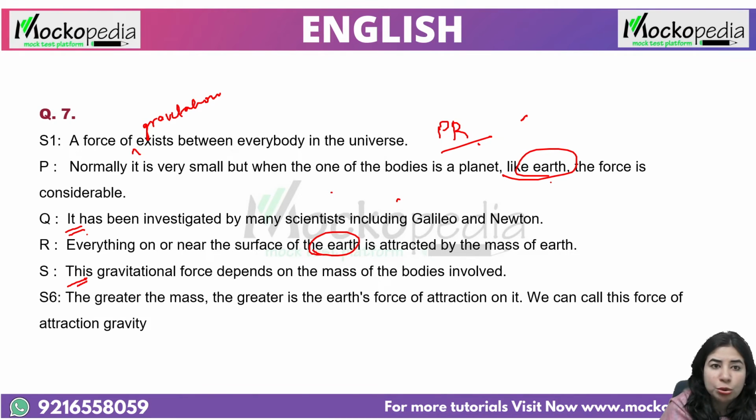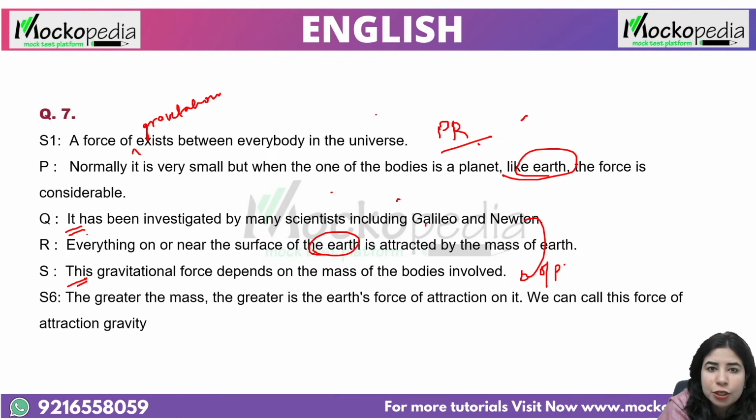Now let's see what do we do with the other two statements that I have. Other statement is Q and then is S. So it has been investigated by many scientists, including Galileo and Newton. This gravitational force depends on mass of the body. So first the investigation is going to happen, and then you can conclude something about the output or the behavior, right? So in general also, first you need to mention who's studying, and then you're going to see what is the result of that particular study, right?